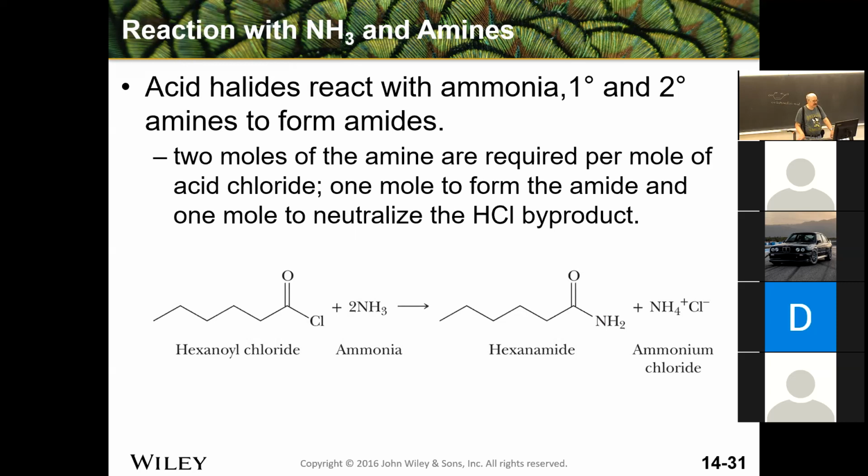They won't react with tertiary amines because you have to have at least one hydrogen on the nitrogen to start with. You have to have 2 moles of amine, or some other base present, per mole of acid chloride: 1 mole to form the amide and 1 mole to neutralize the HCl. So hexanoyl chloride can react with 2 moles of ammonia. It forms hexanamide and ammonium chloride.